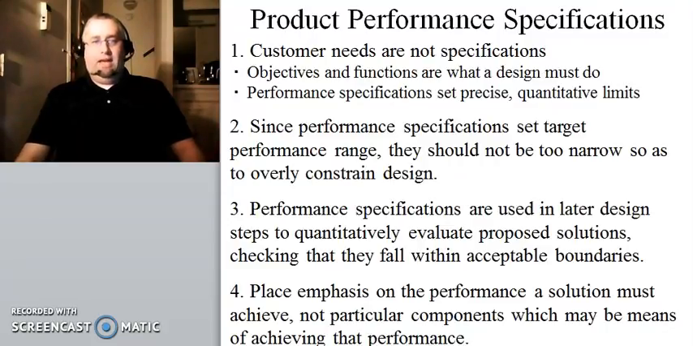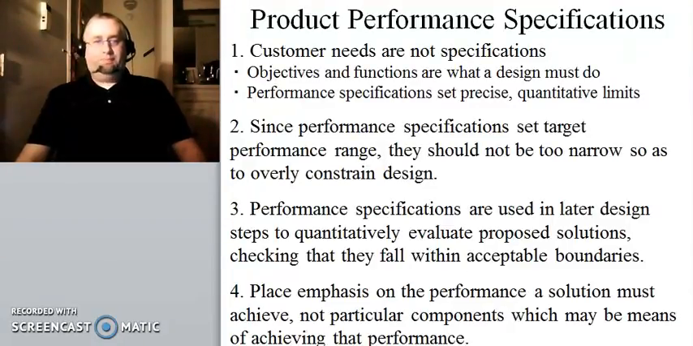So it's important to realize that customer needs are not specifications. Customer needs provide some guidelines with respect to objectives and functions for what a design must do, but ultimately your performance specifications set precise quantitative limits on precisely what your design must achieve. So there's a big difference there between the qualitative customer needs statement and the very, very quantitative specifications. And it's usually up to the design engineer to convert the qualitative customer needs into the quantitative specifications. So we'll talk a little bit more in later slides about how to do that.